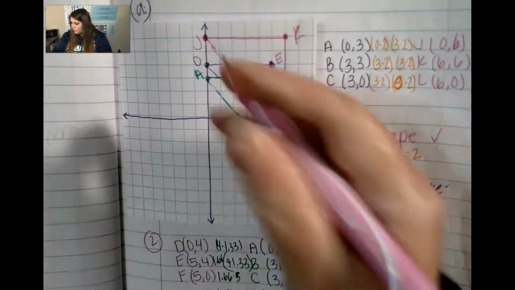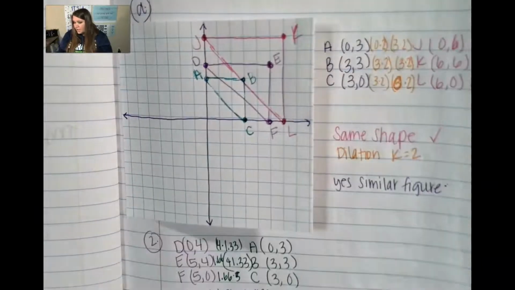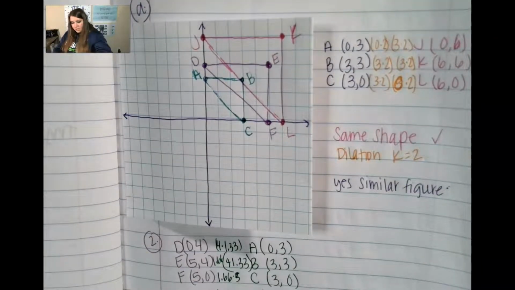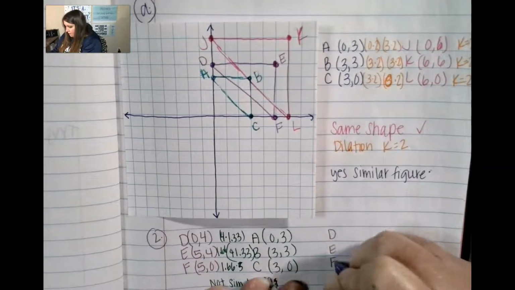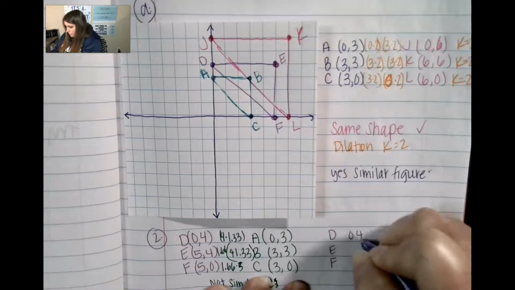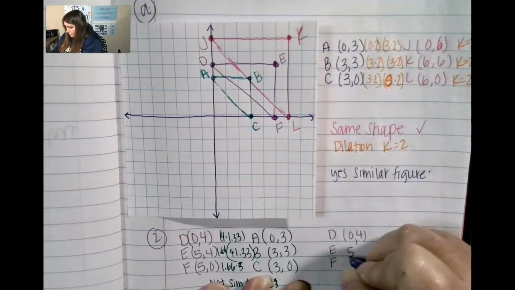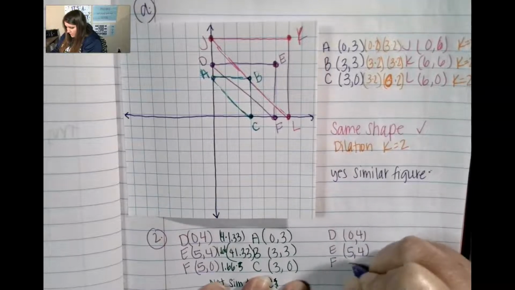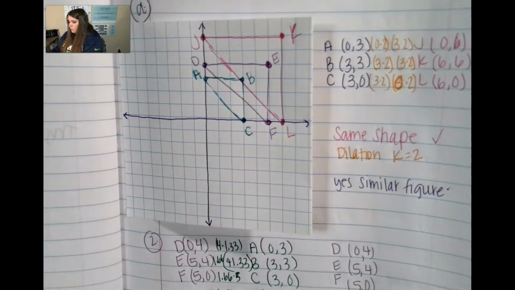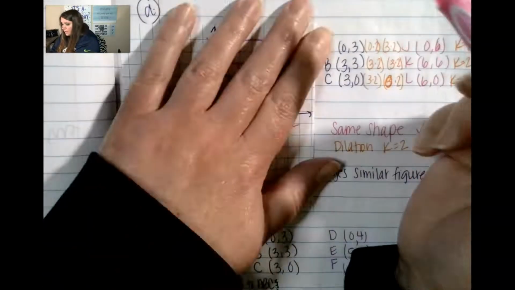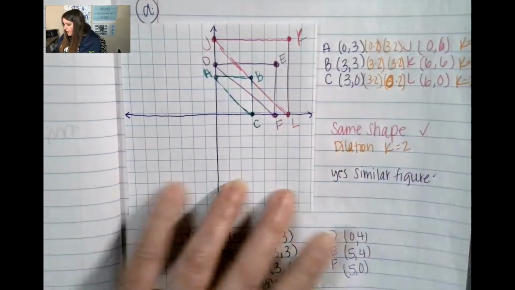Now let's check and see, is it similar to JKL? Forgot the L. My goodness, Miss Englander. JKL. Let's check it out. So we have triangle DEF. So 0, 4, 5, 4, and 5, 0. And we want to know, is it congruent with, or not congruent, similar to JKL.